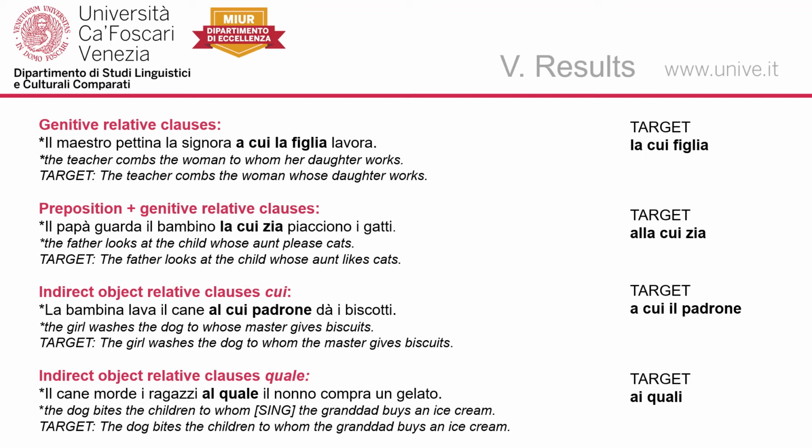Looking at the last example, we observe the lack of agreement between the relative pronoun and its referent. "Il cane morde i ragazzi, al quale singular il nonno compra un gelato", in place of "il cane morde i ragazzi, ai quali il nonno compra un gelato".